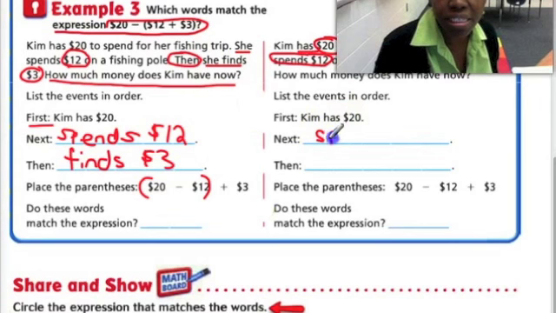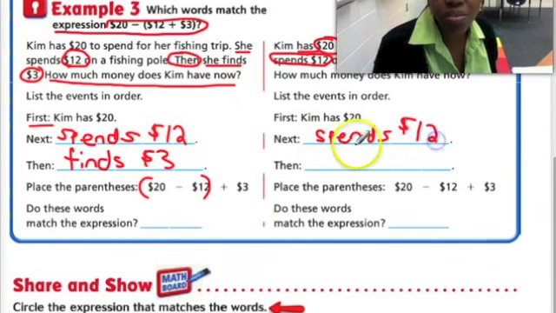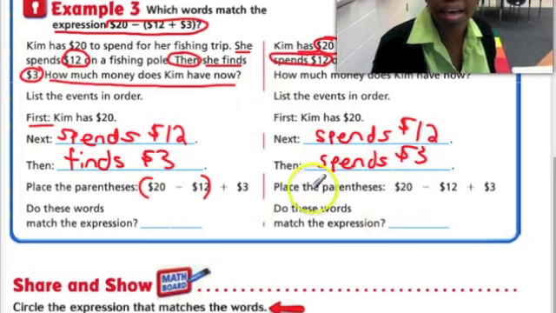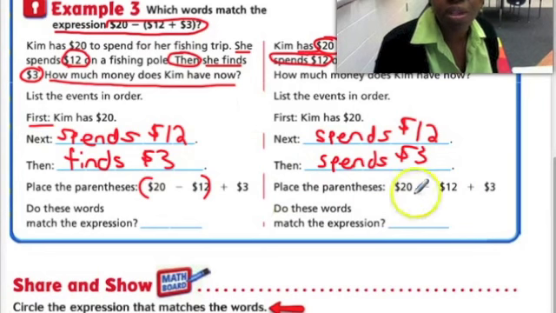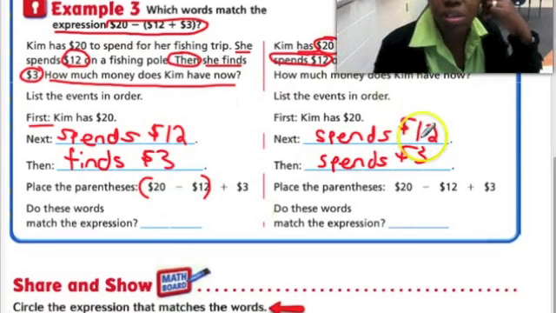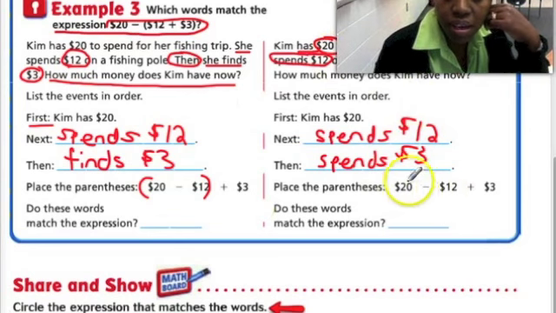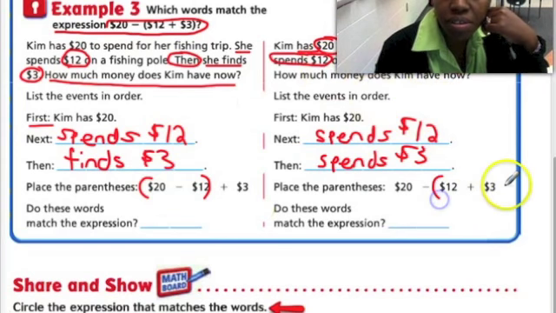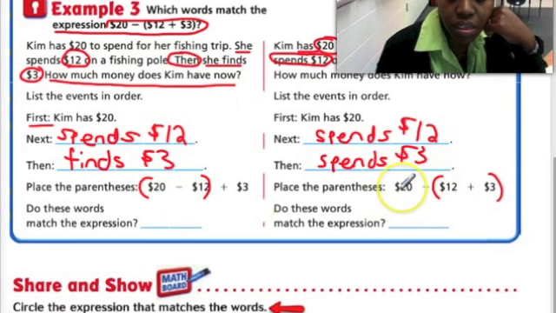She spends $12. This is what she spends, $12. Then she spends $3. That's the order. That's what we see that's happening here. She spends $3. Now, I need to place the parentheses. So when I'm looking at this, Kim has $20 for her fishing trip. That's what she starts out with, okay? She's going to spend $12 and $3 from the total amount of 20.